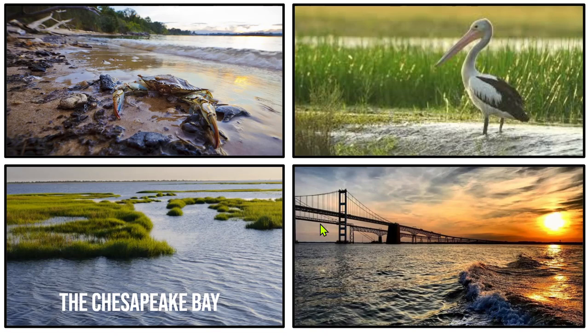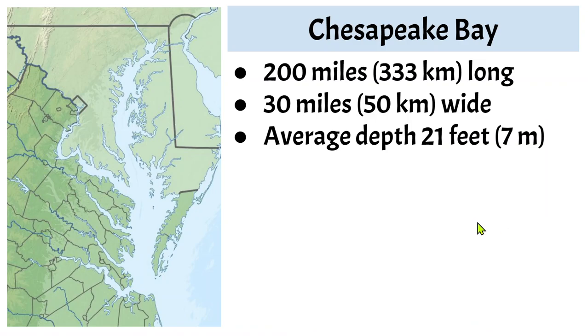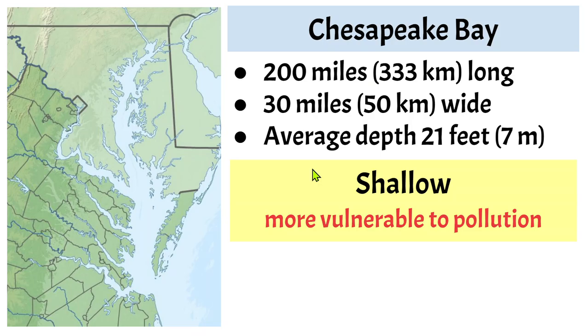All right. So we have crabs, we have fish, we have grasses and marshland and water, wetlands and things growing in our Chesapeake Bay, and we just want to keep it healthy. Remember, the Chesapeake Bay is 200 miles long. It's about 30 miles wide, and its average depth is only 21 feet. Shallow water means that it's more vulnerable to pollution. It's more likely to get polluted.